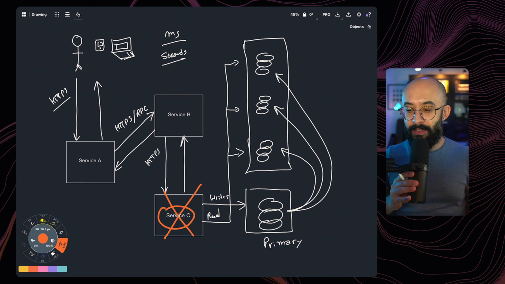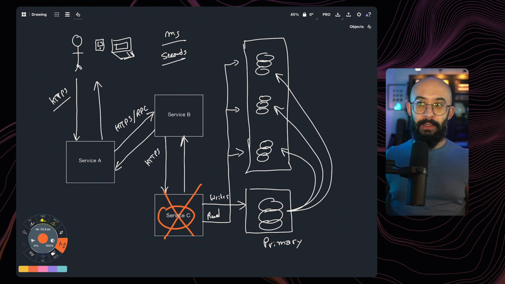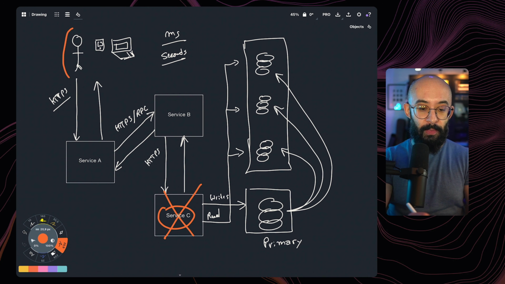Let's assume service C is being deployed on Kubernetes. The pod crashes. The service is not able to go back online. No matter how many times it's being retried, the service is just purely failing. What is happening now for all of the traffic that is continuously coming from our client?